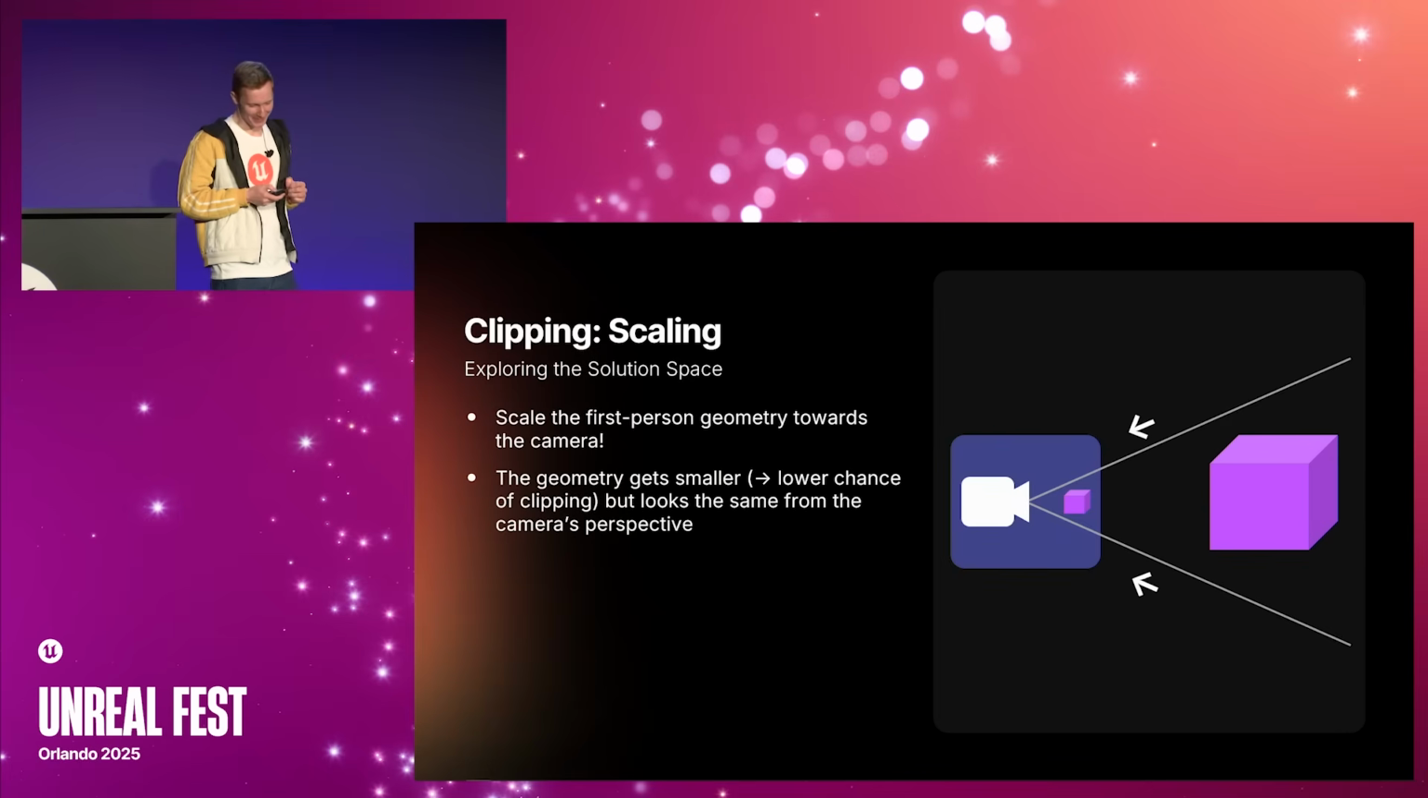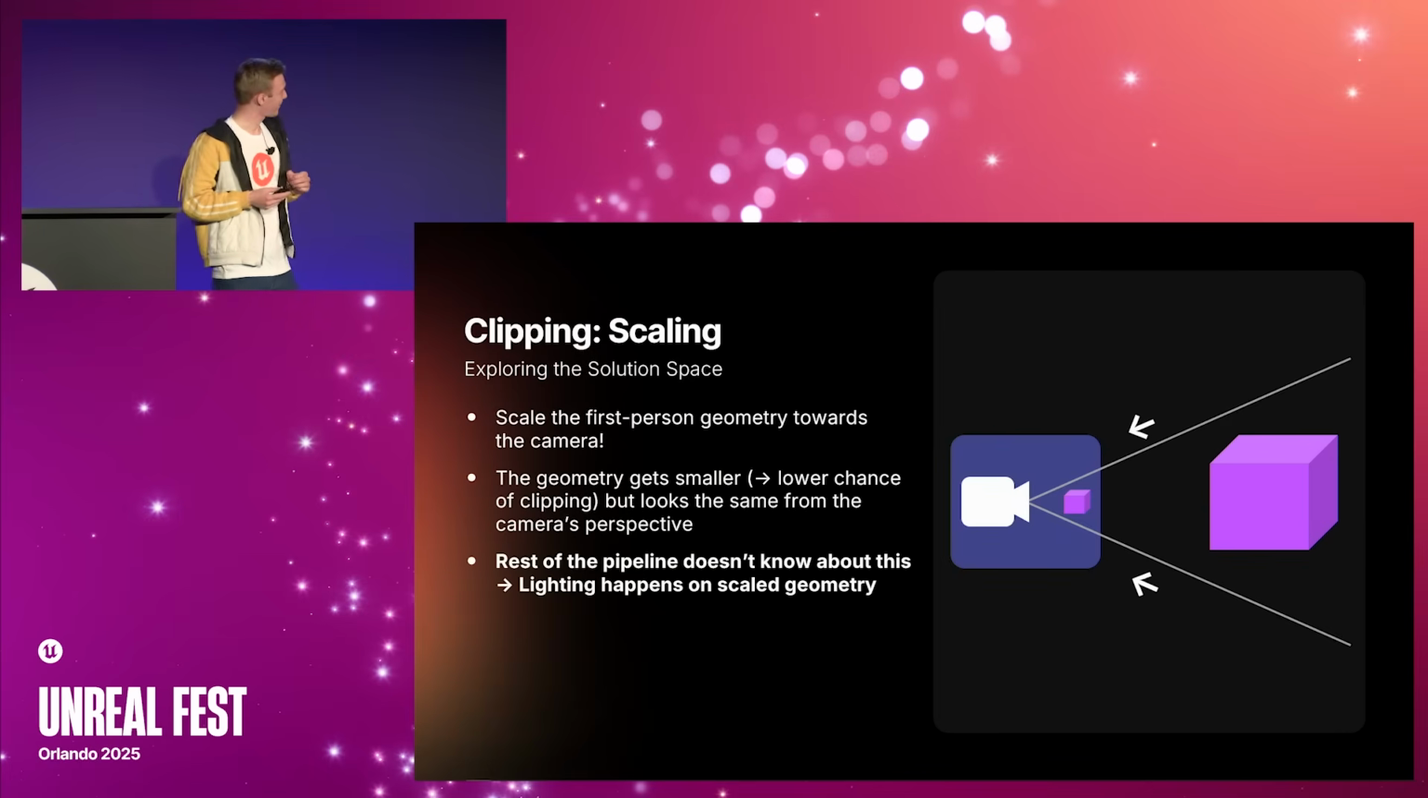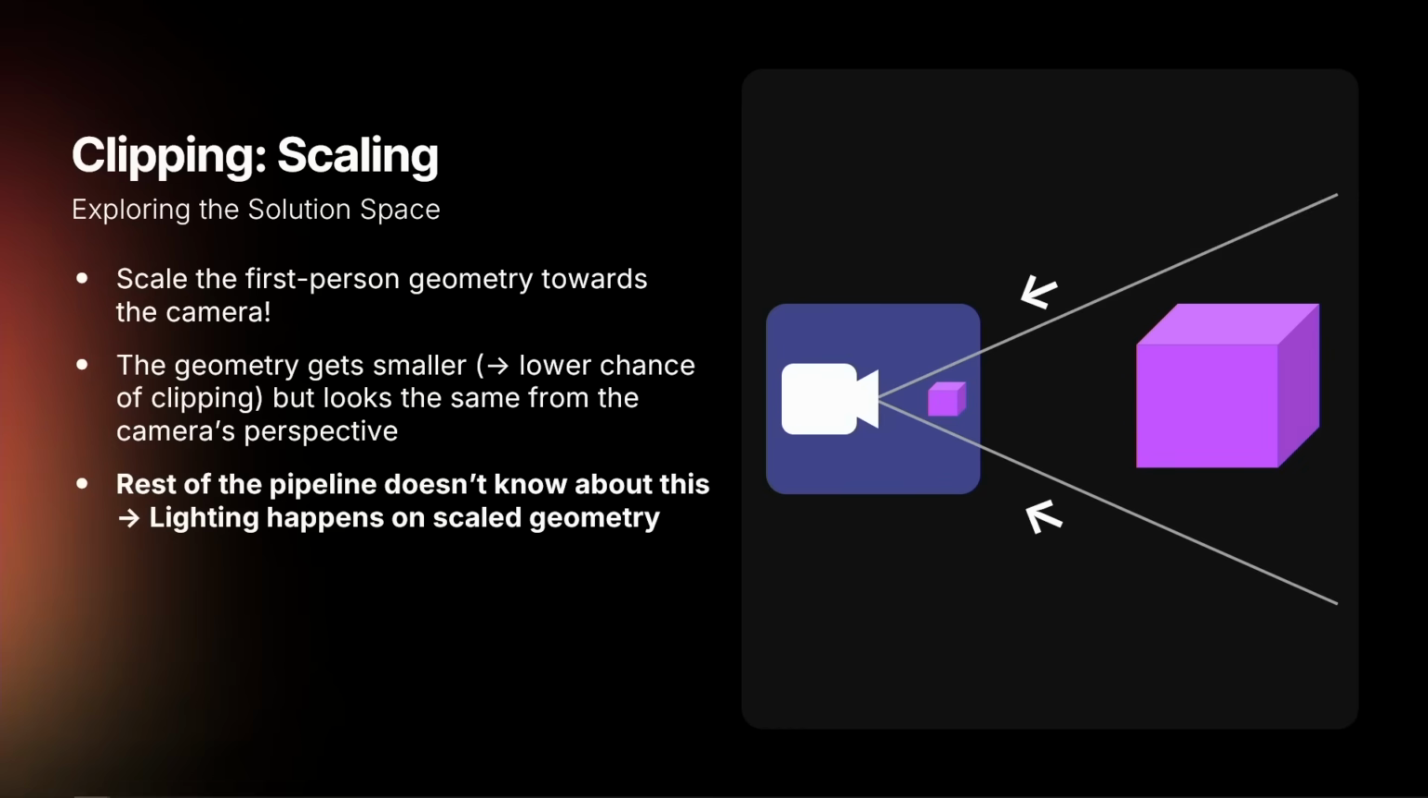So now the question is, how do we light this? We figured out that you can actually do the lighting on the scaled down geometry. Because usually light sources are relatively far away from the first-person geometry, and also the size of first-person geometry is usually not that big, so you don't really notice the size difference that we're doing here.